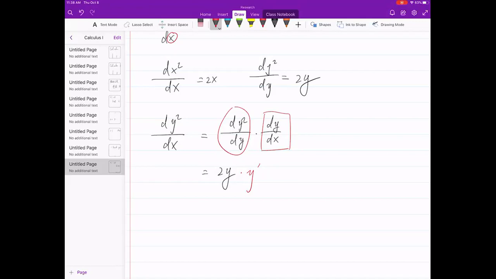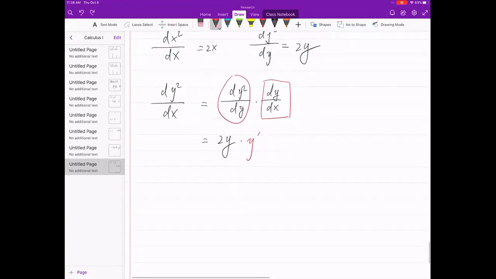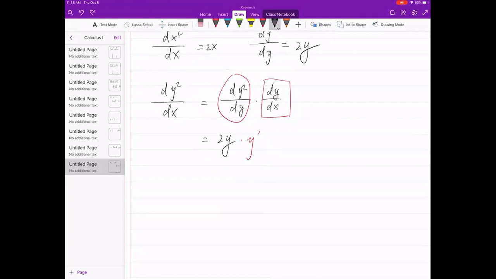Y squared and x, they were connected by y. So I added y, I deleted y. Okay, that is something that served as a bridge between these two. But somehow I end up with this. Good so far?